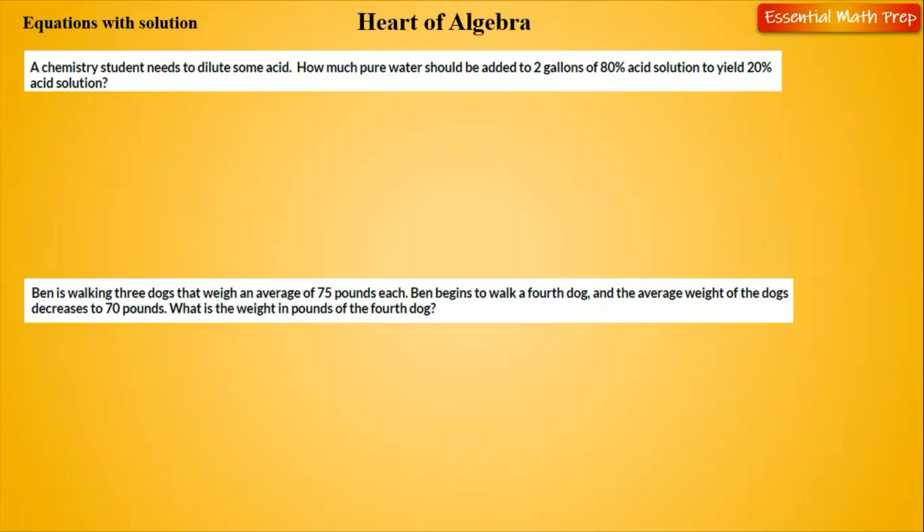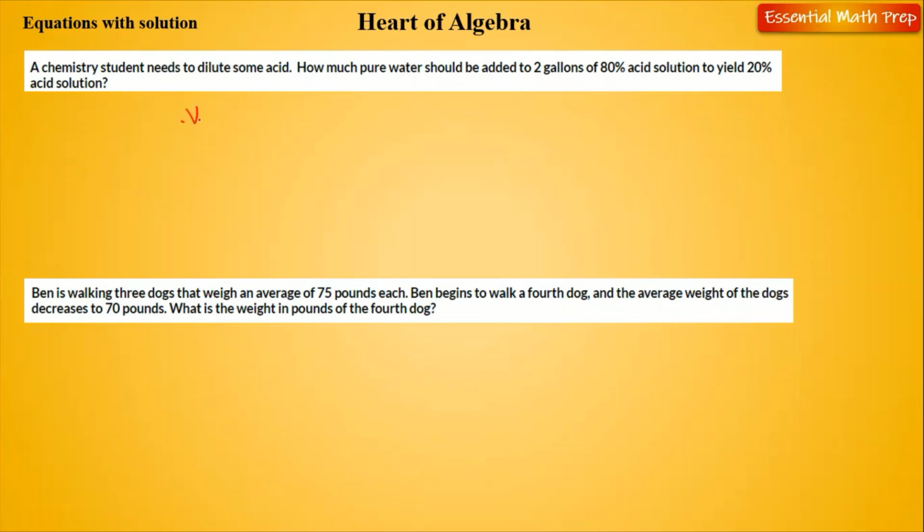Let's get started. The question said a chemistry student needs to dilute some acid. How much pure water should be added to 2 gallons of 80% acid solution to yield a final concentration of 20%? We've done a very similar problem in one of the prior videos. In fact, in this very series, one thing that this problem helps you with is it actually states its dilution, right? So I've told you this logic.